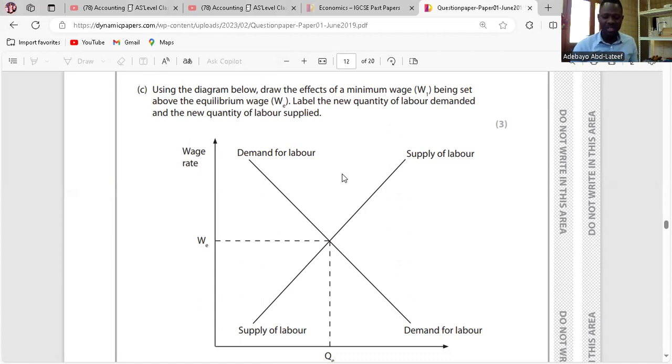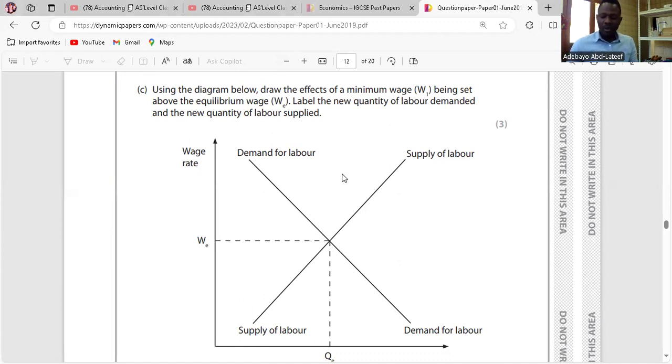That is minimum wage. And the equilibrium wage rate is the wage that is agreed between the demand for labor and the supply of labor. The wage agreed between the demand for labor and supply of labor. So the equilibrium wage rate here is WE. I think you can see it.